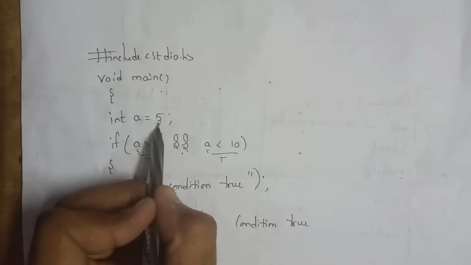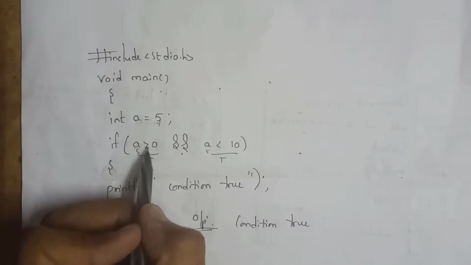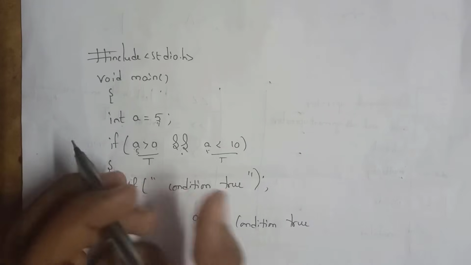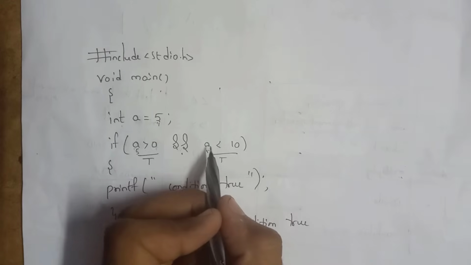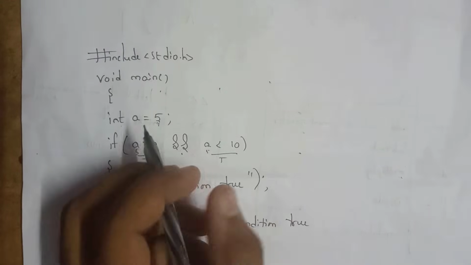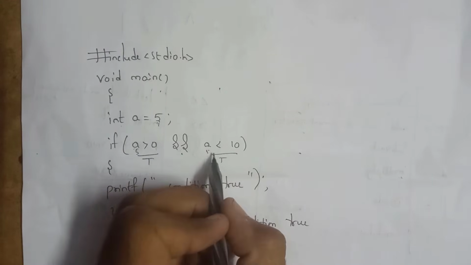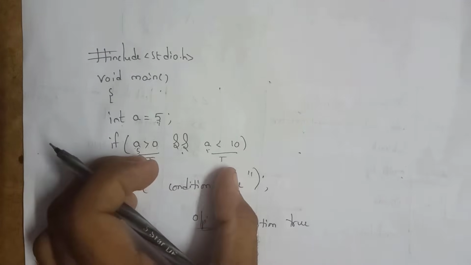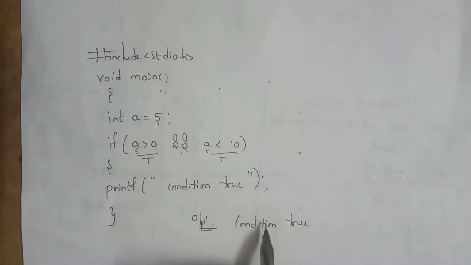Here I gave the value as 5. This 5 is greater than 0, the condition is true because 5 is greater than 0. And similarly, the next condition is a value is less than 10. This 5 is less than 10. This condition is also true. So if both conditions are true, only then I will get output. Now I will get the output as condition true.